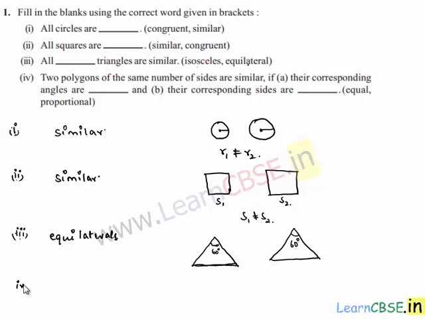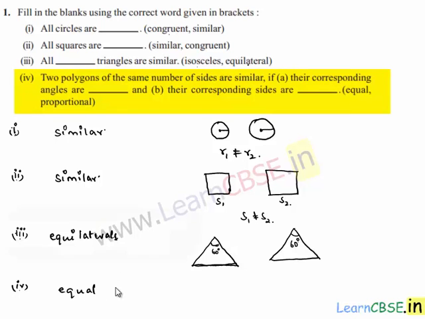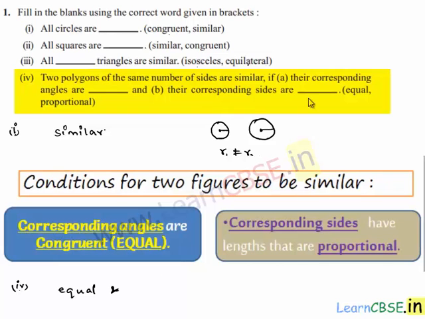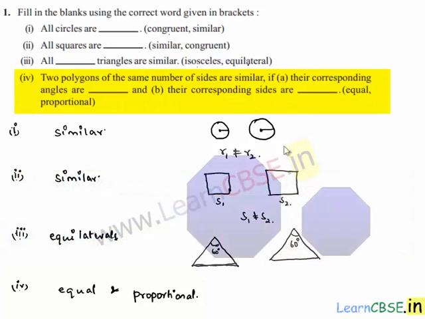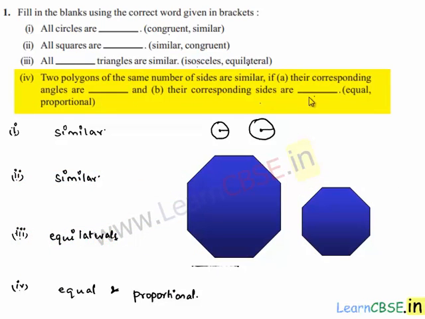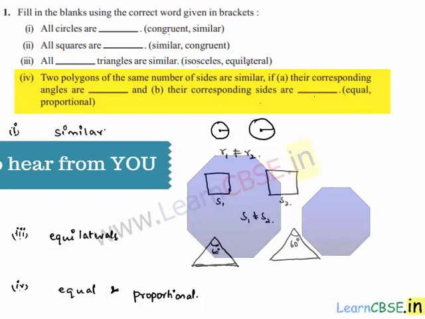Now moving on to the fourth bit. Two polygons of the same number of sides are similar if their corresponding angles are equal and their corresponding sides are proportional. Because if we take the corresponding sides as equal here, then the two figures will be congruent, but we need just the similarity. Similarity means only the shape is constant but the size may not be constant.